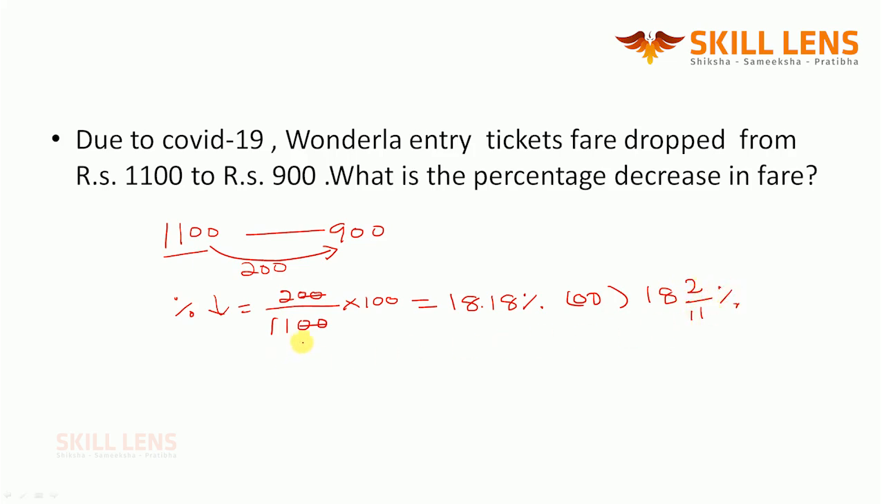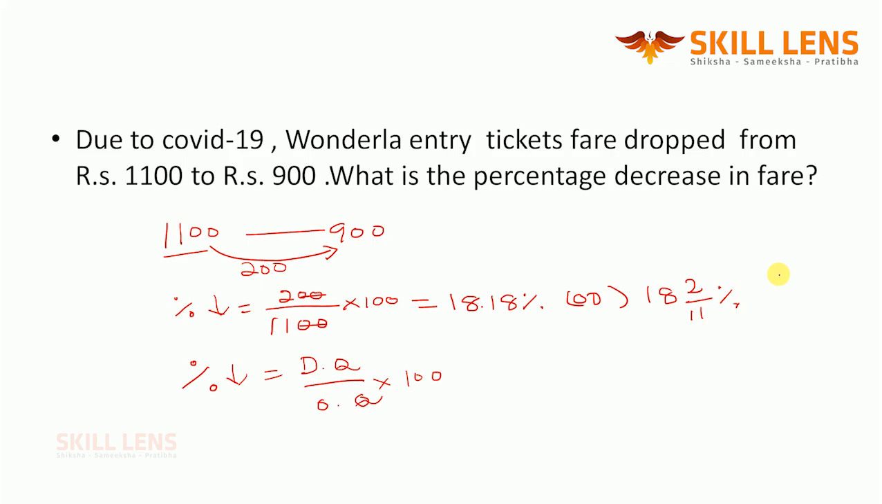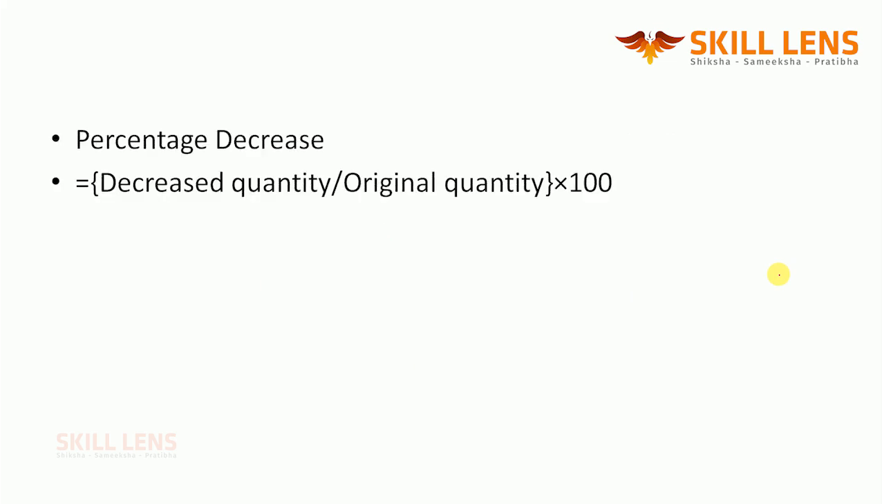So now the point is this. Percentage decrease, what formula can you make here? Percentage decrease is equal to decreased quantity divided by original quantity into 100. This is how you can get your answer. So let's see the formula: percentage decrease, decreased quantity by original quantity into 100.